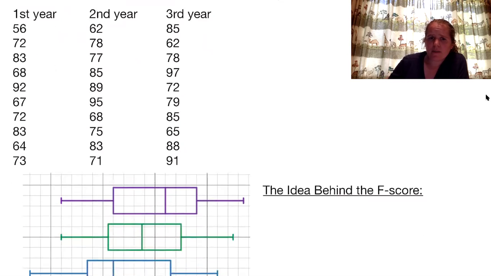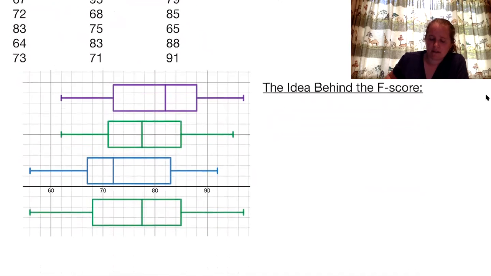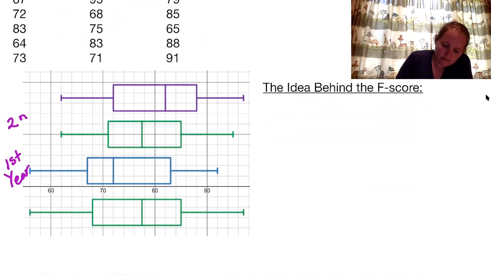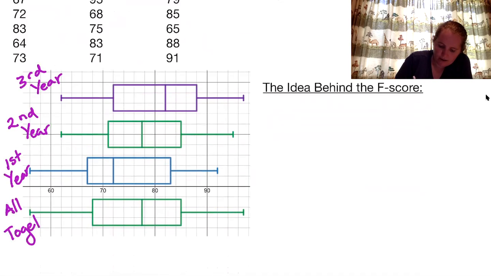So we have the box plots for the data. This is first year, second year, third year, and then all together down at the bottom. And again, we're looking to see how different the means are, or if the means are different or all the same, basically.